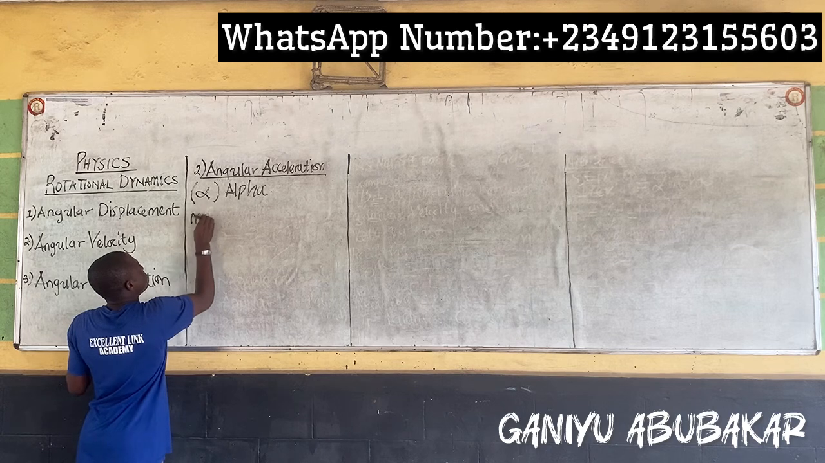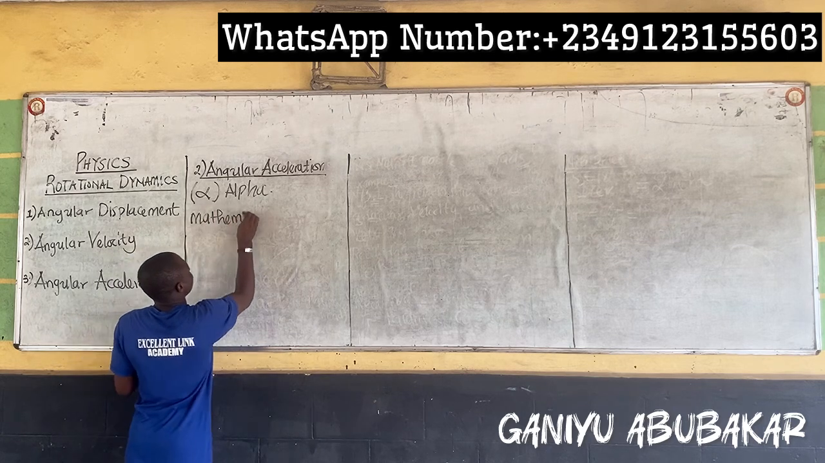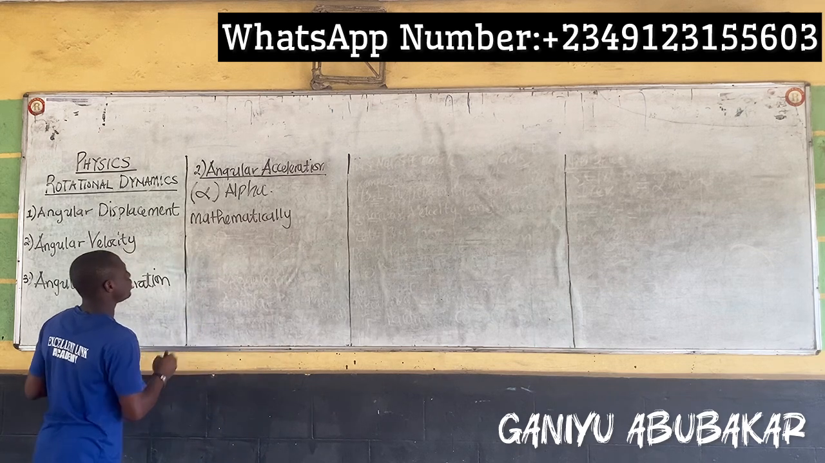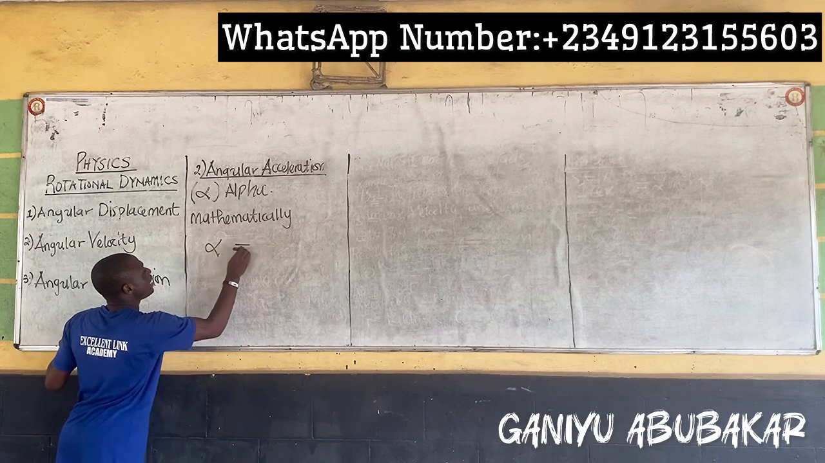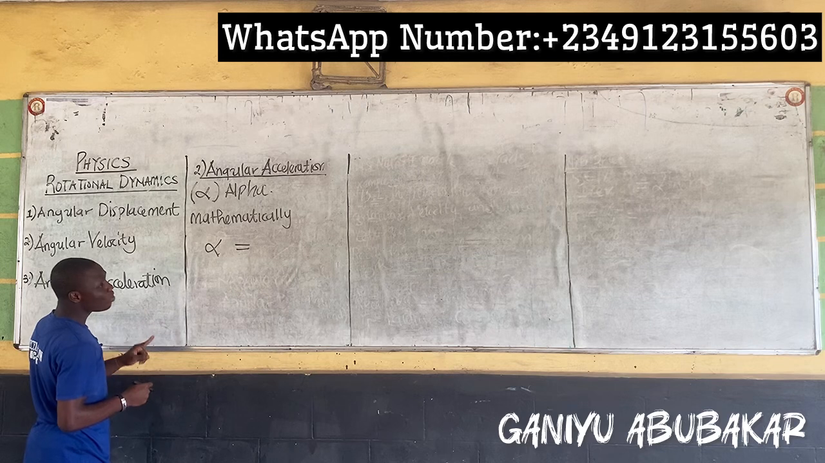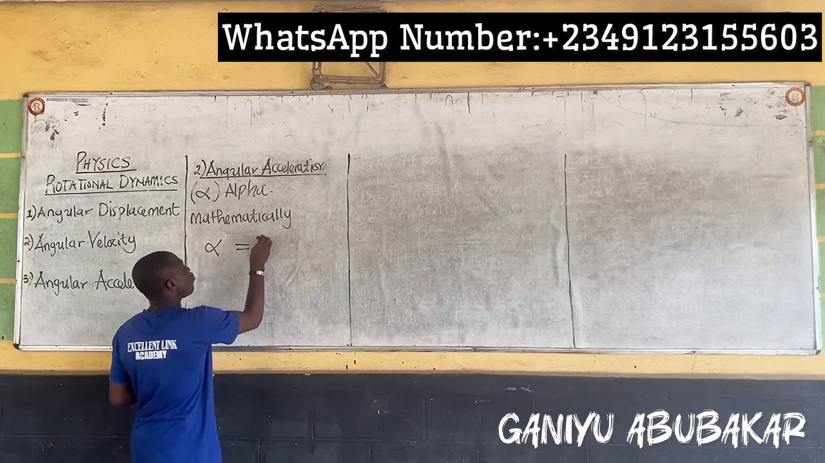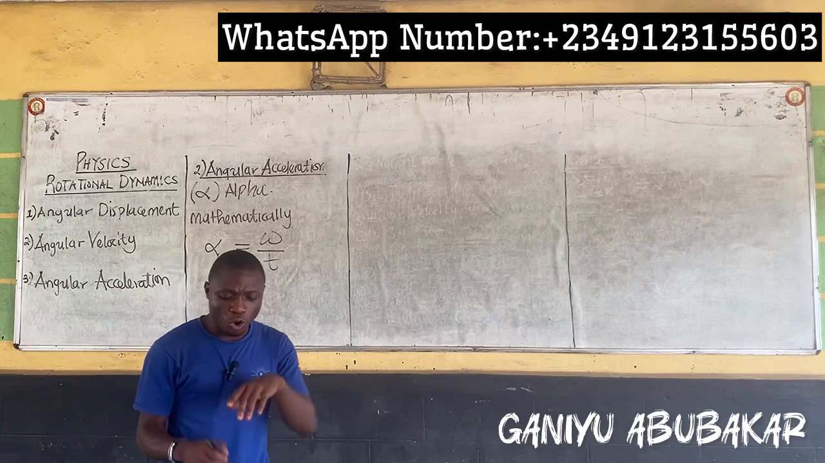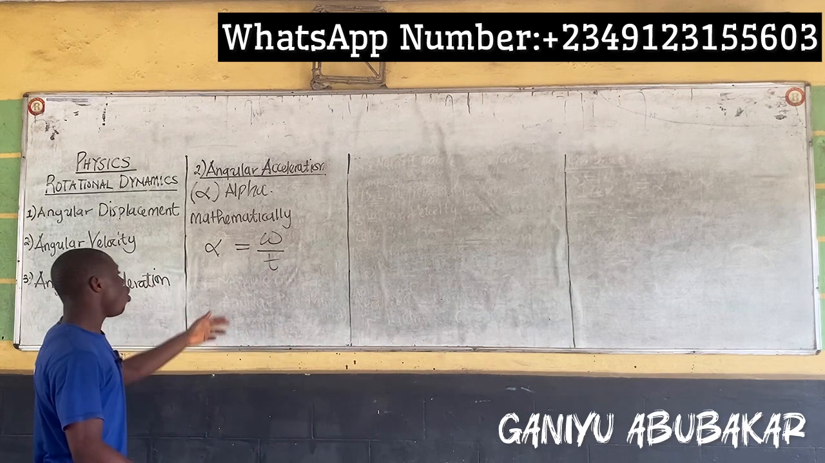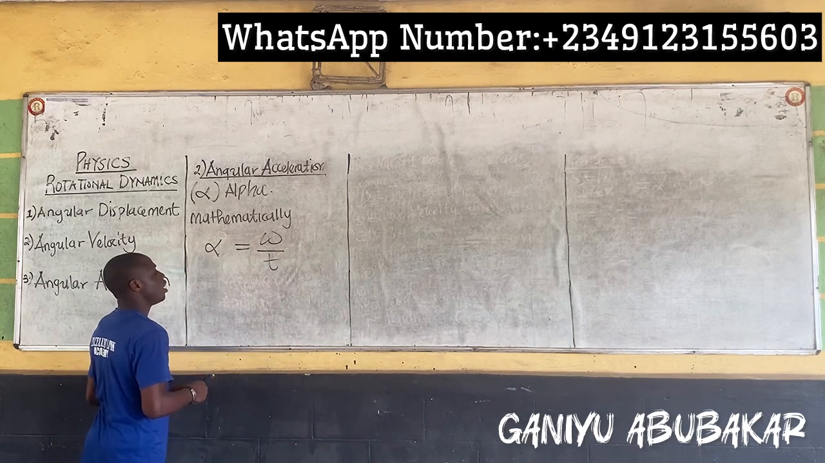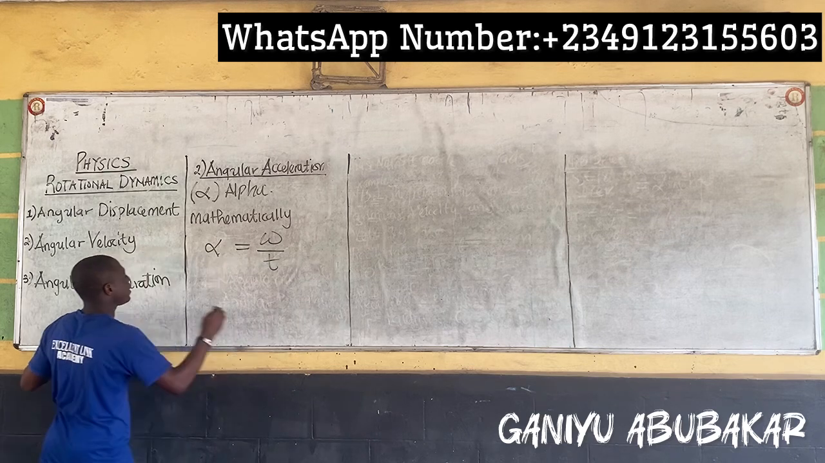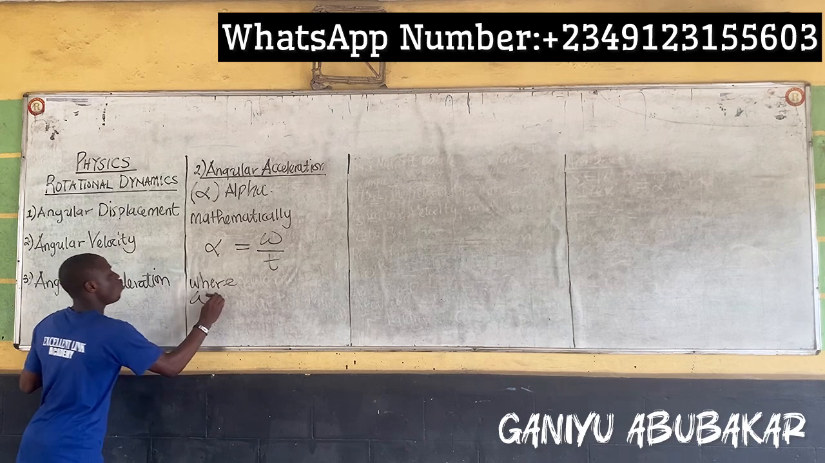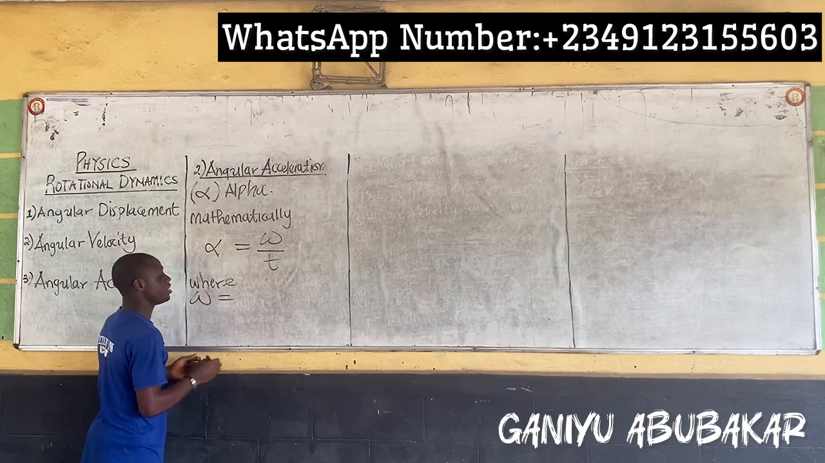Mathematically, angular acceleration, that's alpha, we said is the rate of change of angular velocity. That's omega all over t. Let's define the terms, where omega signifies the angular velocity.